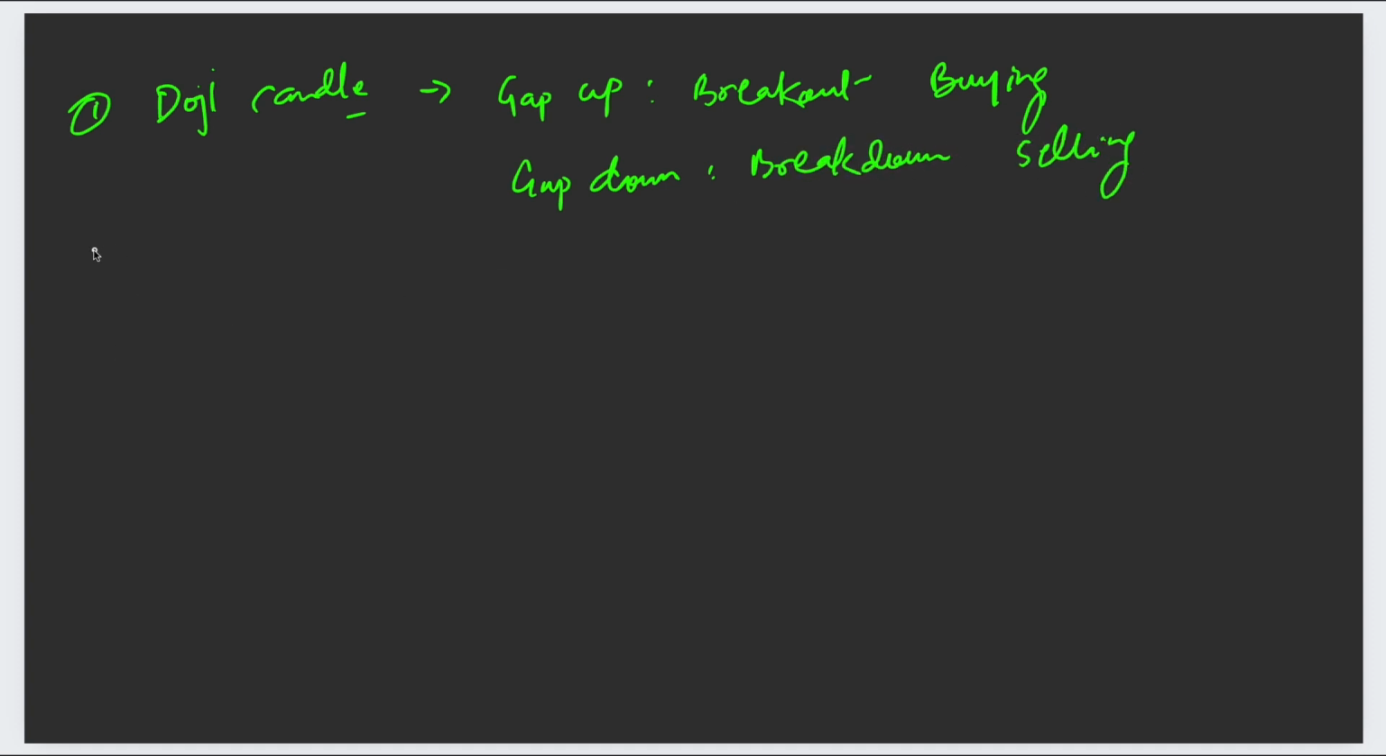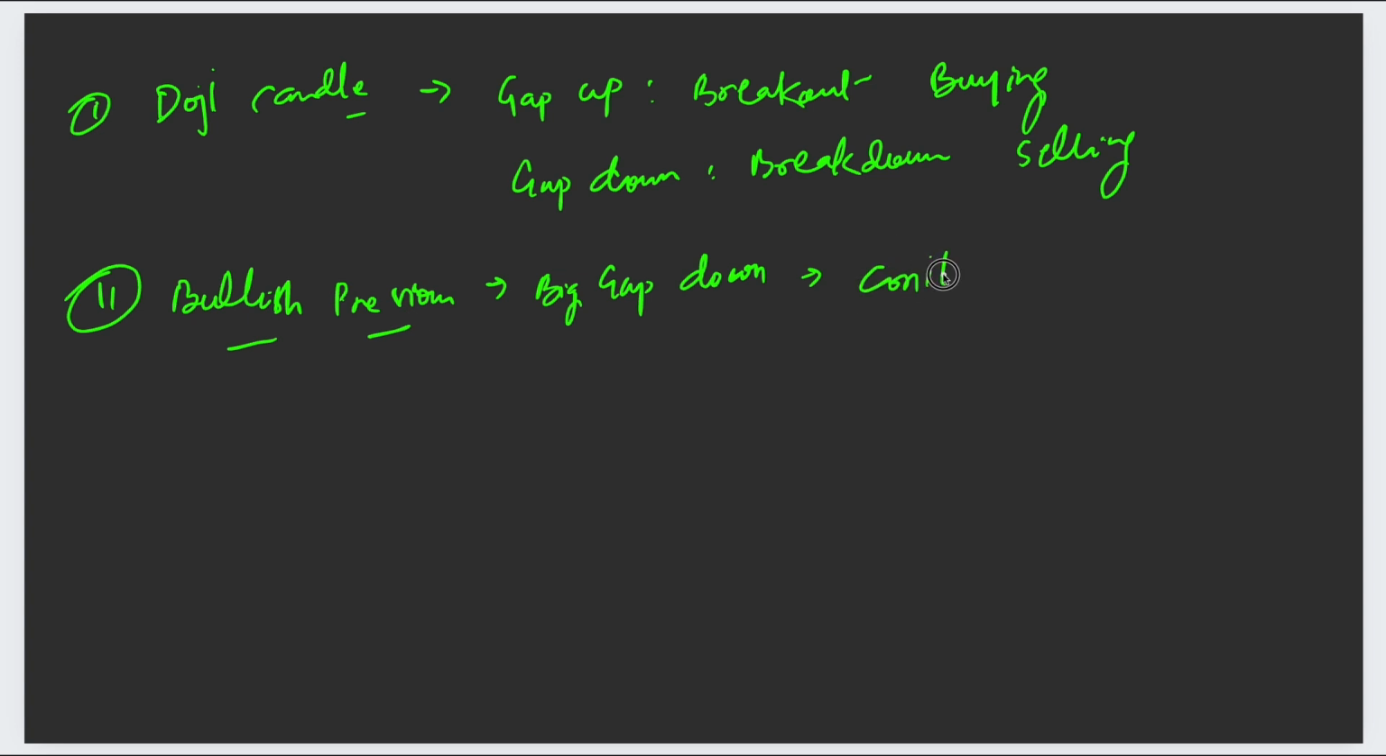In the second case, we have a bullish previous day, right? Second case was a bullish previous day. So in this case, if the market opens a big gap down, then we have to go for continuation selling. Selling means like this. If the close was this, and the market is opening here, then you have to go for a bearish trade, right?